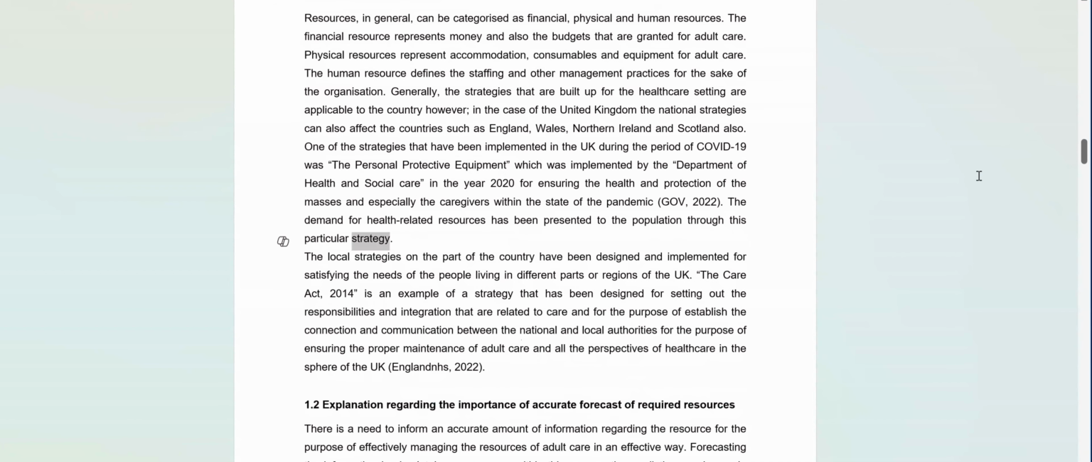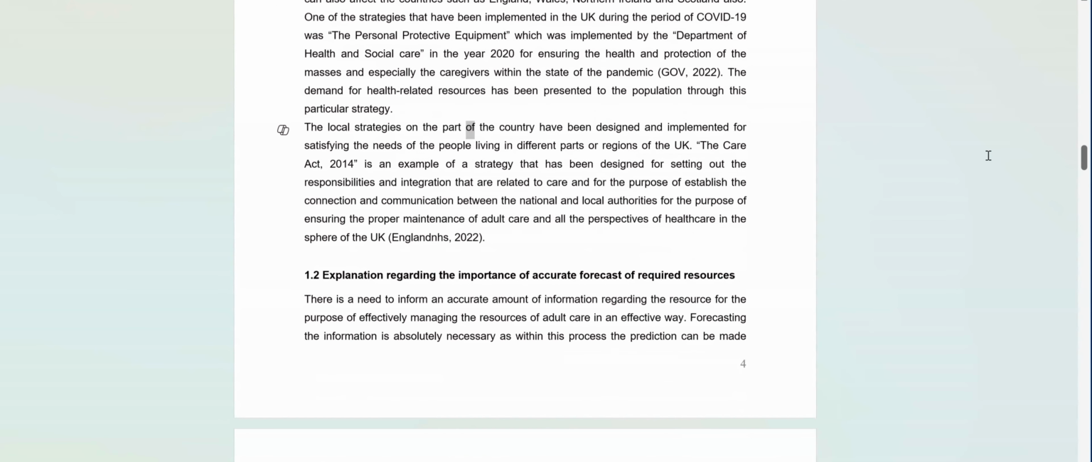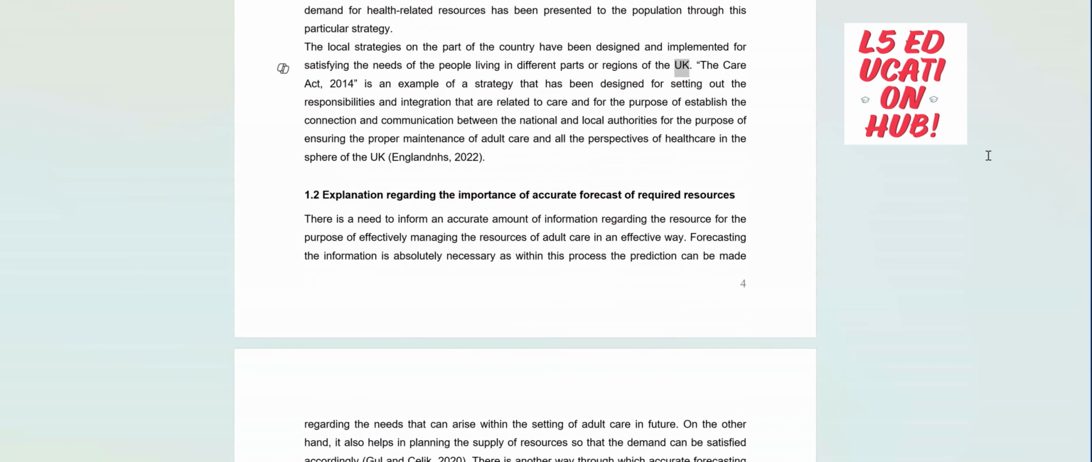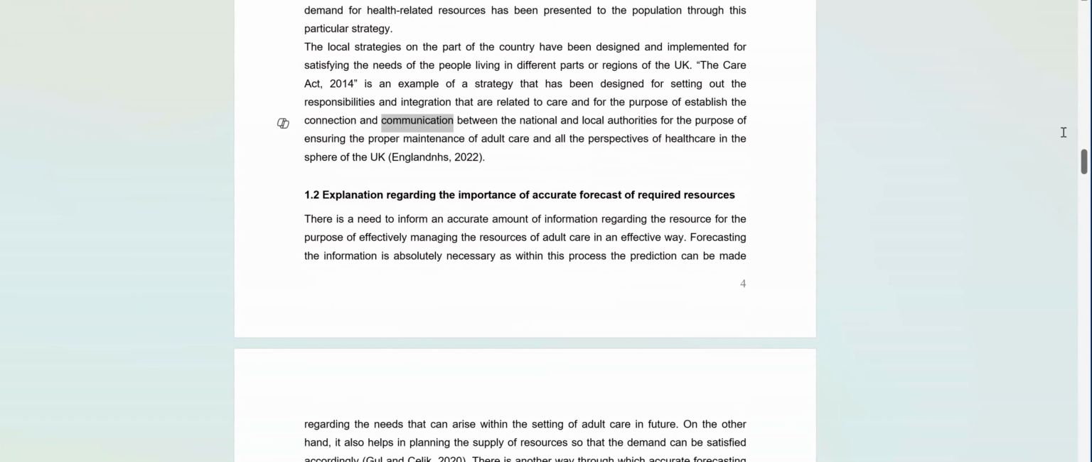The local strategies on the part of the country have been designed and implemented for satisfying the needs of the people living in different parts or regions of the UK. The CARE Act, 2014, is an example of a strategy that has been designed for setting out the responsibilities and integration that are related to care and for the purpose of establishing the connection and communication between the national and local authorities for the purpose of ensuring the proper maintenance of adult care, and all the perspectives of healthcare in the sphere of the UK. England's 2022.